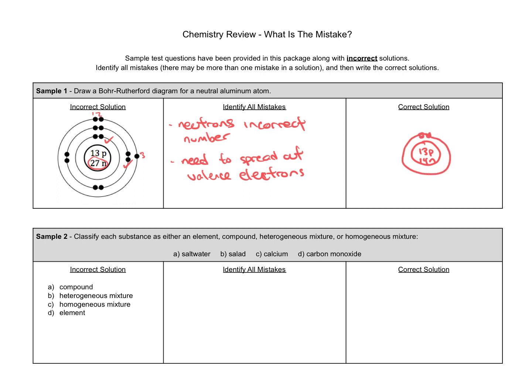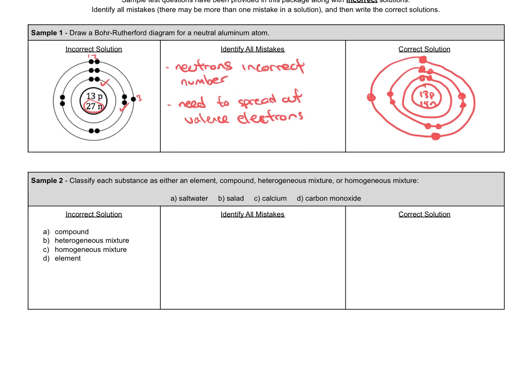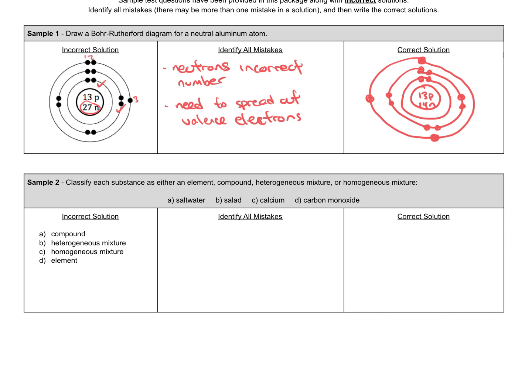The first 2 electrons, and then second energy level 8. And there's nothing wrong with this. At the third energy level, the 3 electrons need to be spread out. 1, 2, 3. Okay, so I identified 2 mistakes in that question. Some of these questions only have 1 mistake. Some of them have more than 1 mistake. You just have to look very carefully.